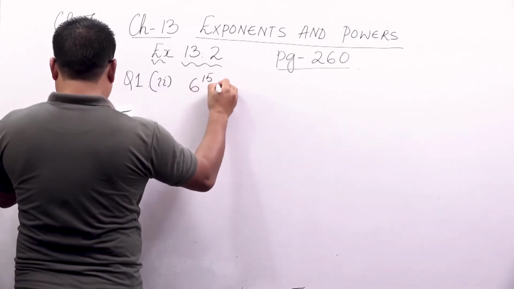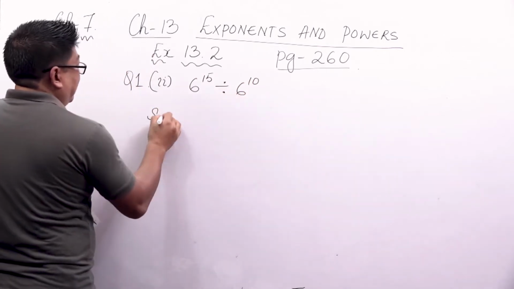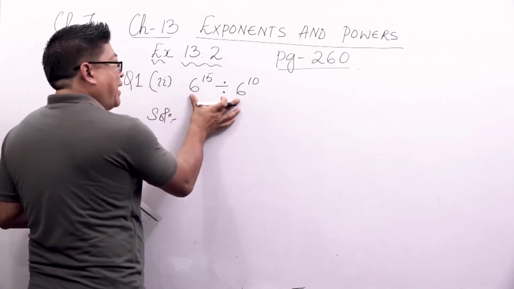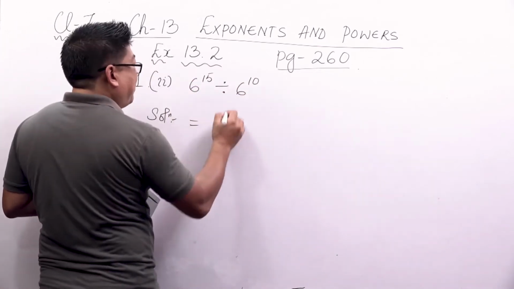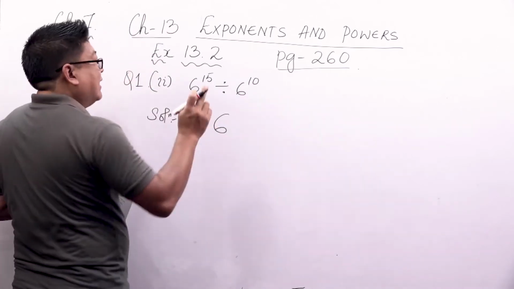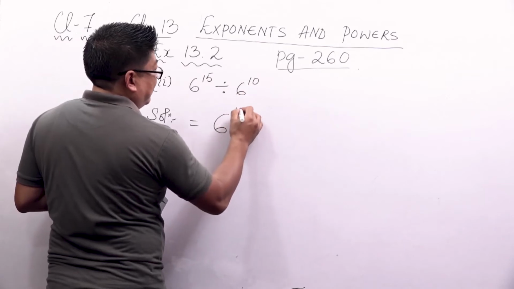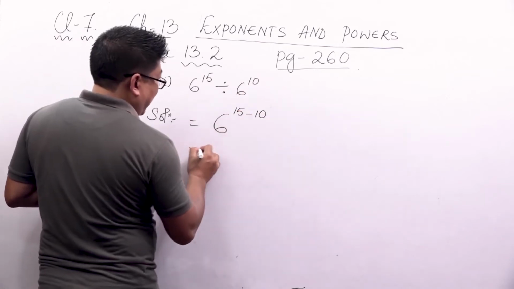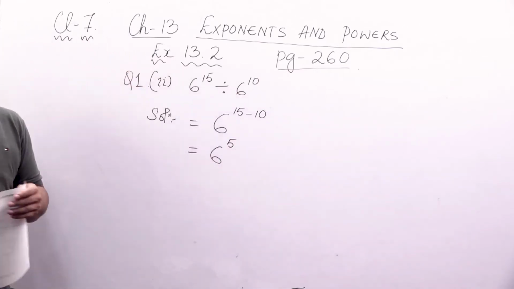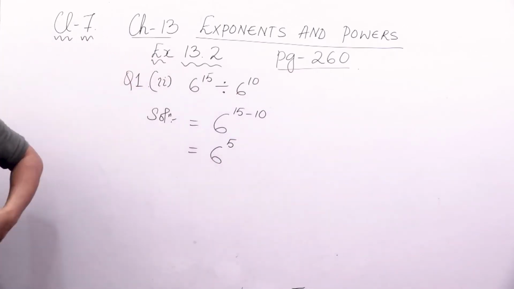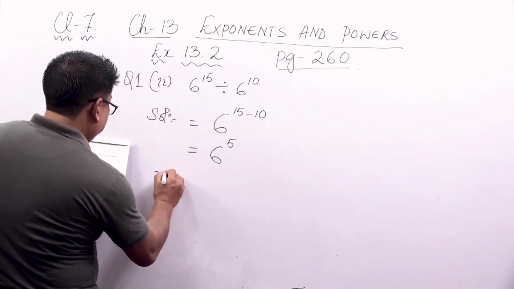6 to the power 15 divided by 6 to the power 10. Now this is same base and divide. Okay? Same base and divide. So same base means one common base. Divide means this minus this. The power will be subtracted. So we get 6 to the power 5. All right, children? So this is the second question. Let's continue with the third question.